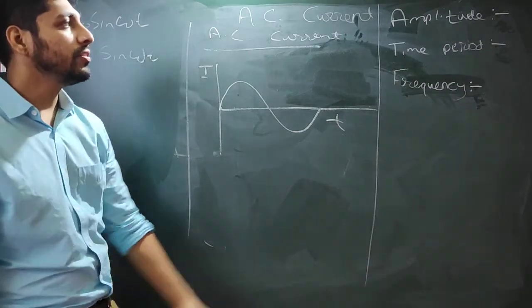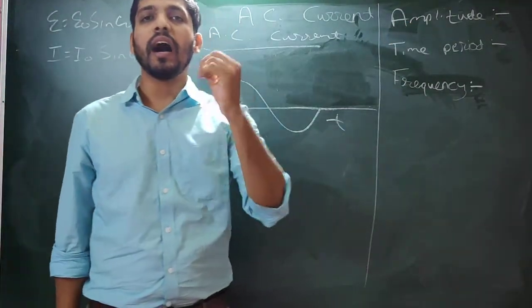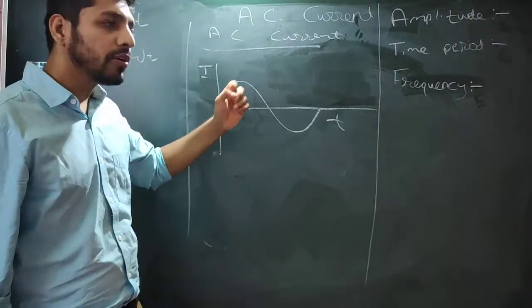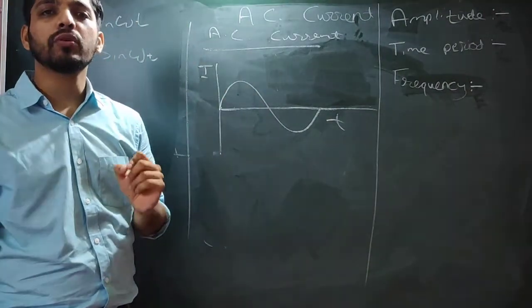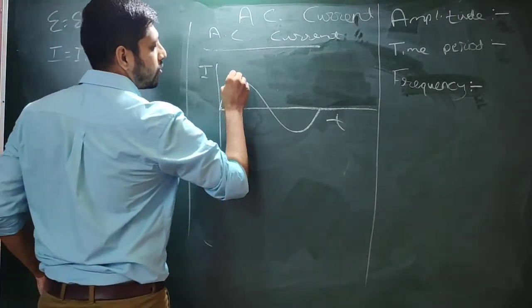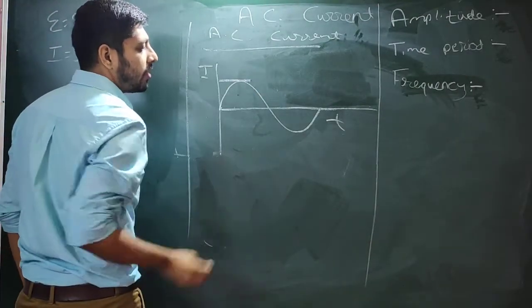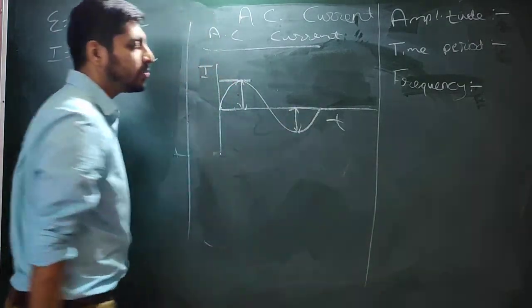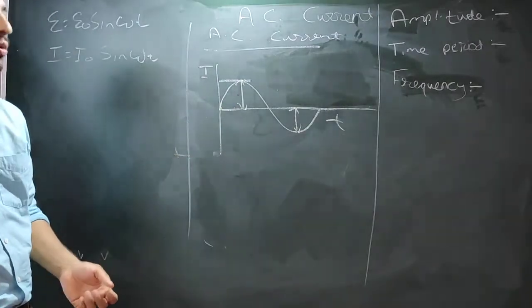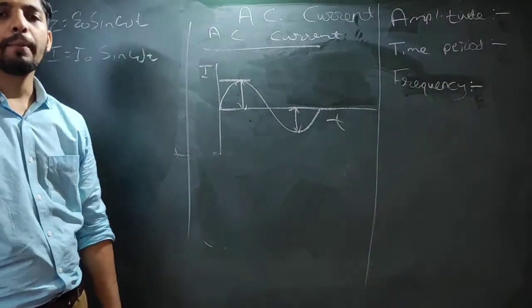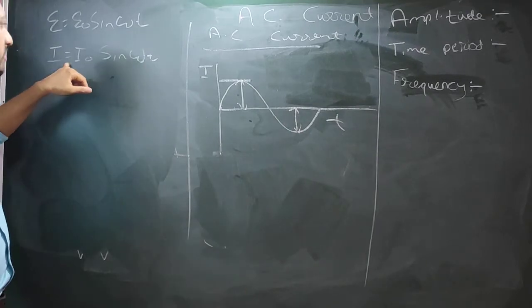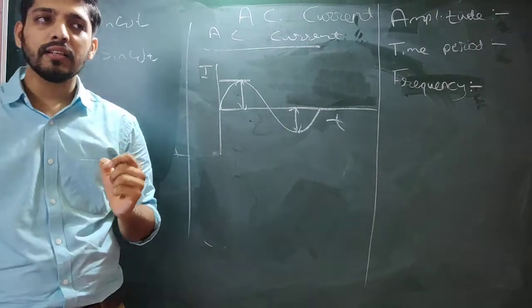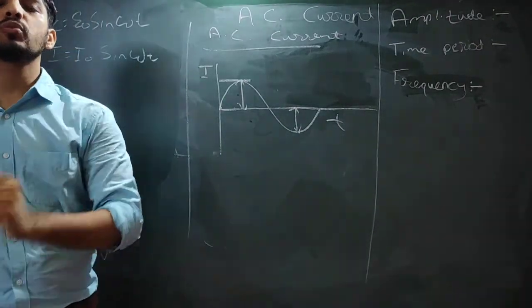So first thing is amplitude. Amplitude means the highest value in either direction. It may be positive, it may be negative, but the highest value is known as amplitude. Here the amplitude will be this. This becomes the amplitude of the system. What will be the value of this amplitude of current? Here you can see I equals I0 sine omega t. What is the range of values of sine? Sine will always vary from -1 to 1.